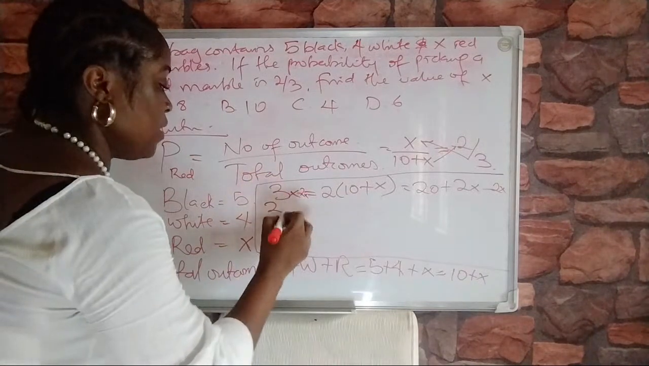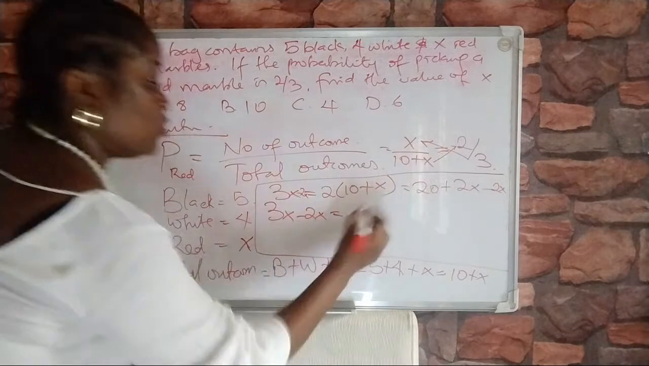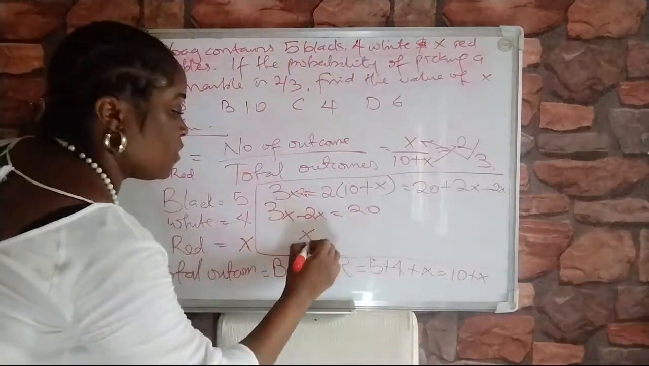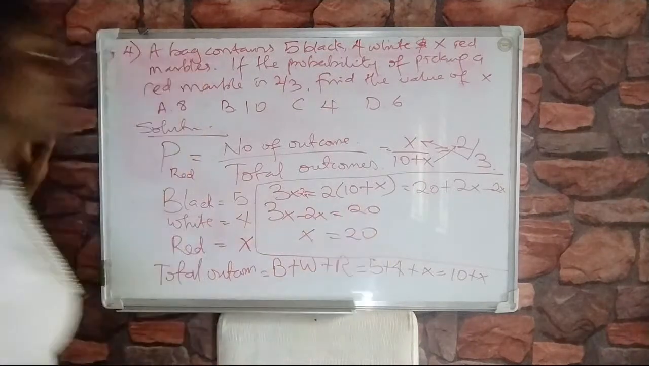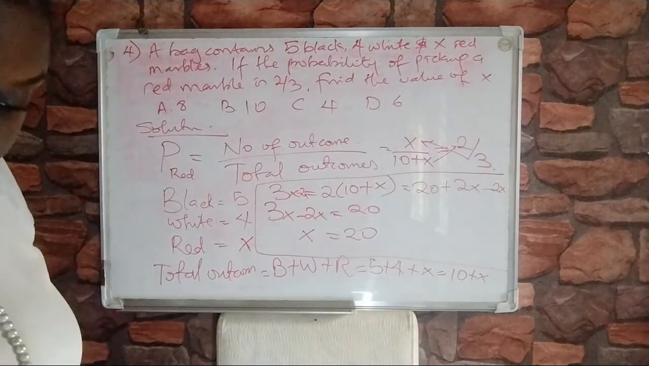Let's write it properly here. 3x minus 2x, right? Is equal to 20. 3x minus 2x gives us x equal to what? 20. So our answer has popped up. I should be guessing that.